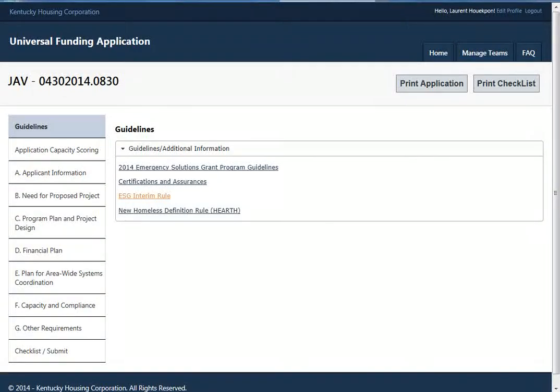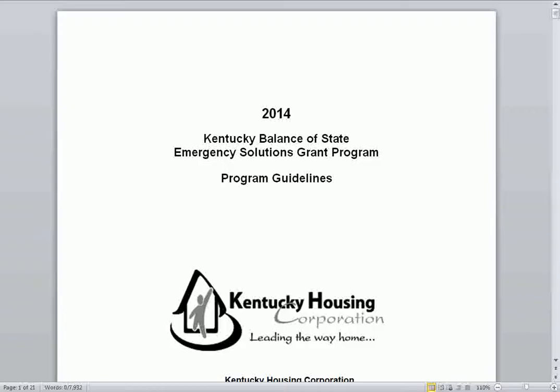The Interim Rule are the ESG federal regulations at 24 CFR Part 576. Clearly, you need to become familiar with the Interim Rule requirements as well. The program guidelines will focus on the ESG program as it relates to Kentucky Housing Corporation and the action plan. I'm just going to draw your attention to a couple of items in the program guidelines.